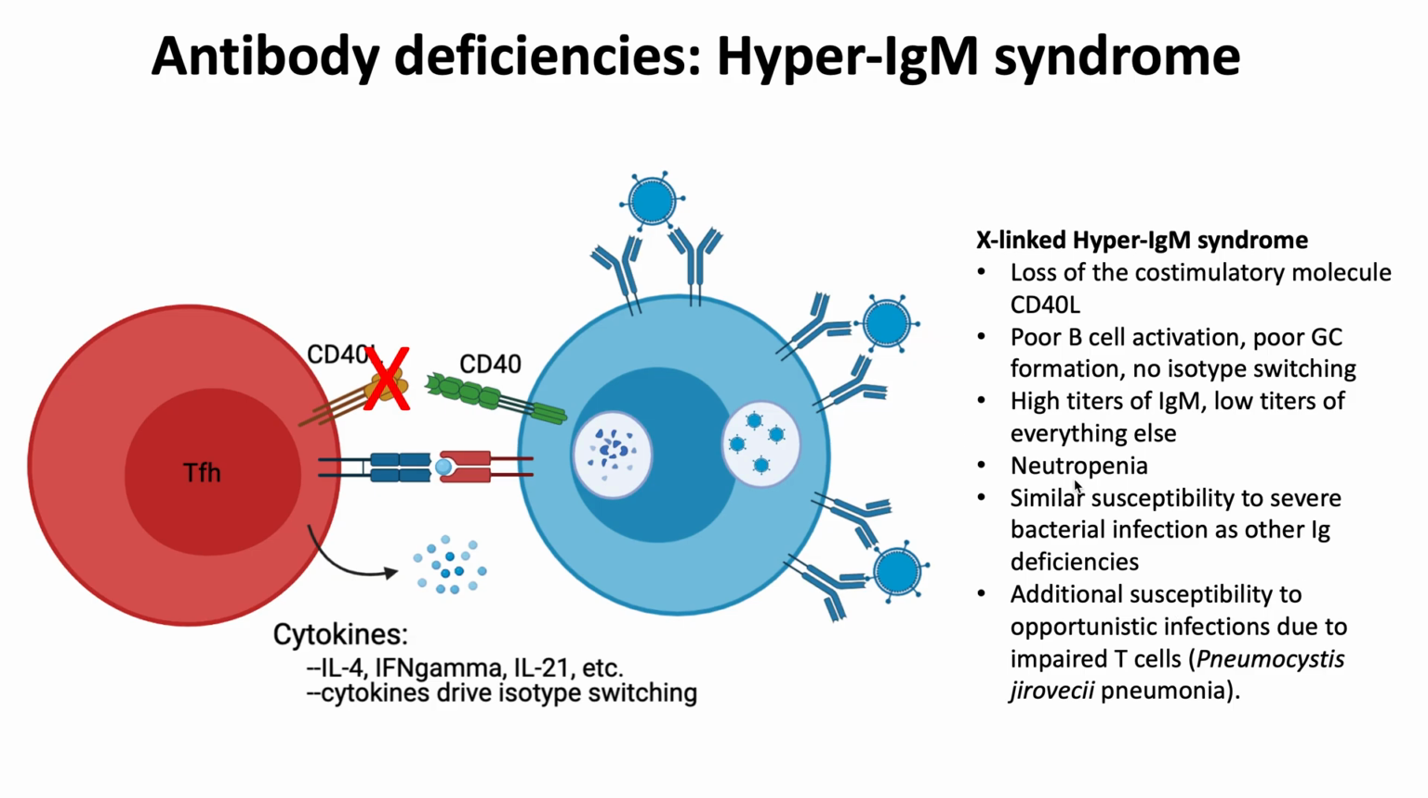Individuals with hyper IgM syndrome often experience neutropenia for unknown reasons. They have a similar susceptibility to severe bacterial infection as other antibody deficiencies, but they also seem to be susceptible to some opportunistic infections such as pneumocystis jirovecii pneumonia. And that is likely because the defect in CD40 ligand not only impacts B cell activation, but also impairs certain T cell protective functions.